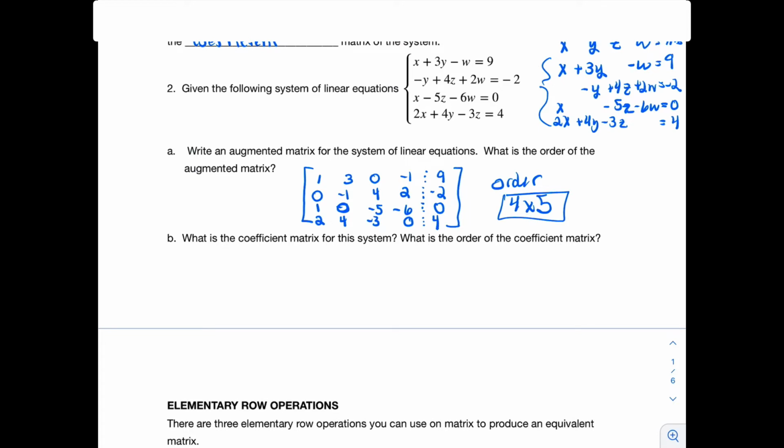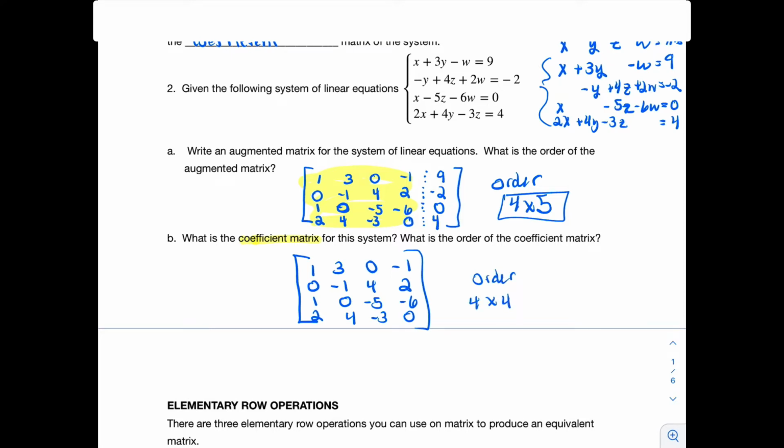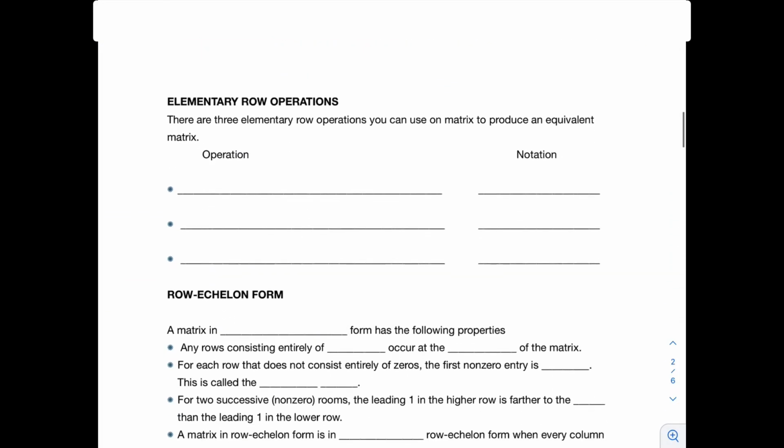A coefficient matrix for the system is just the left-hand side, disregarding the equal sign and the constants. So our coefficient matrix would be 1, 3, 0, -1, 0, -1, 4, 2, 1, 0, -5, 6, and 2, 4, -3, 0. So again, the order here is a 4 by 4. So that's the difference between an augmented matrix and a coefficient matrix.